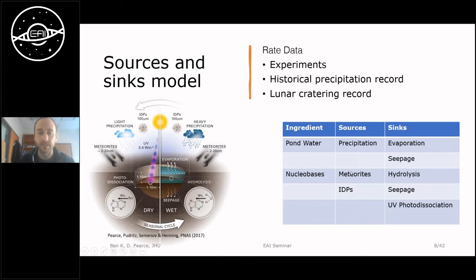For nucleobases, the sources we study are meteorites and IDPs, and then there are various sinks in the pond like hydrolysis, which is reactions with water. You got seepage. These things are also carried through pores in the base of the pond, and you have UV photodissociation, which blasts apart these nucleobases as well.